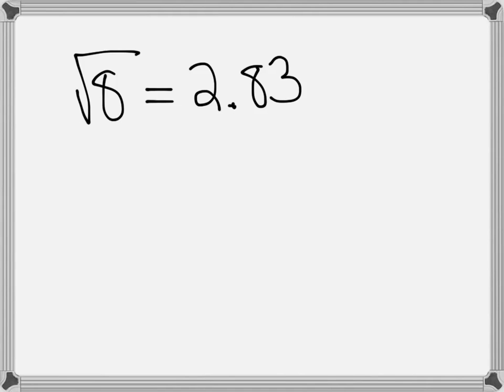Now that's not exactly the answer. If you type in your calculator 2.83 times 2.83, you're not going to get a perfect 8. So we say that the square root of 8 is approximately equal to. So you put that dot above the equal sign, and this actually means approximately equal to 2.83.